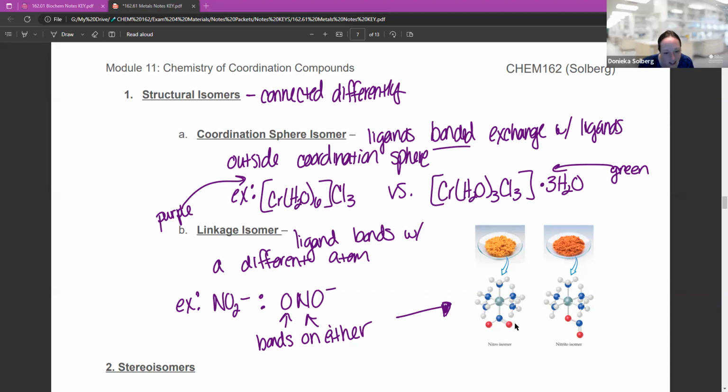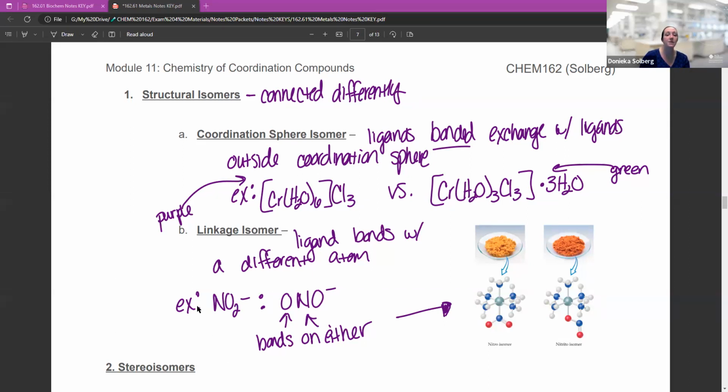So this one down here is bonded at the blue, this is the nitrogen, and this one over here is bonded at the red, which is the oxygen. So depending on where that ligand is bonded, it's the same molecule that's bonded, it's just a different atom that's bonded to it. You actually get different properties. Okay, so coordination sphere is swapping, and linkage is attaching a different atom from the ligand.